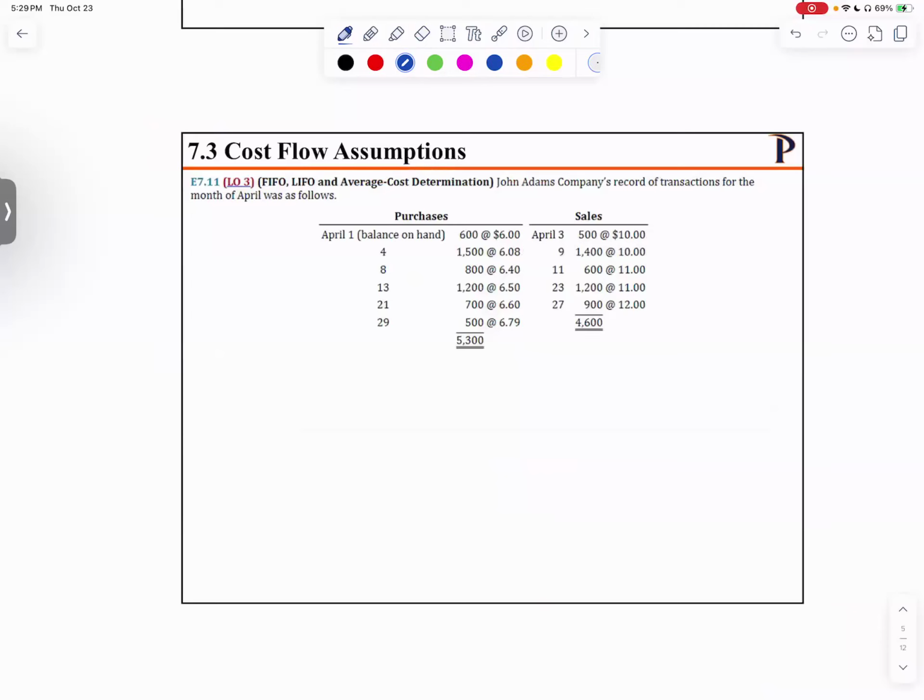So let's go ahead and jump into our example. Under the LIFO periodic method, that's where we go at the end of the period. With LIFO periodic, we again start taking from our inventory, starting at our most recent purchases, and try to build up to our total units that we've sold. We sold 4,600. So first let's pull from this purchase on the 29th. We had 500 at $6.79.